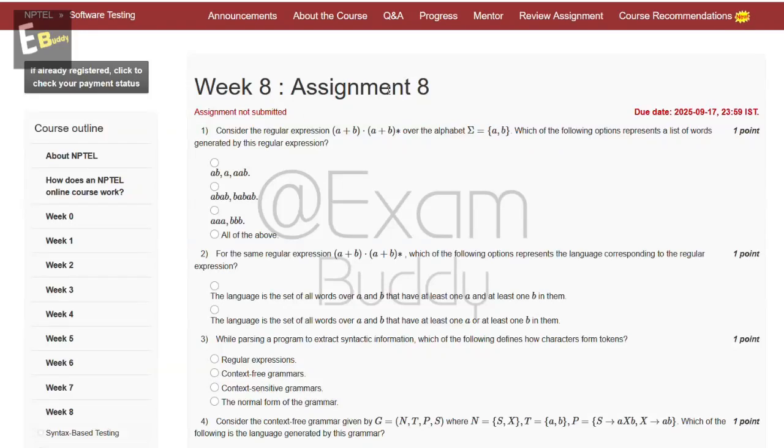Now let's do our assignment. Software Testing Week 8, Assignment 8. So the first question is, consider the regular expression (a+b)* over the alphabet Σ = {a, b}. Which of the following options represents a list of words generated by this regular expression? So these are the options, and the answer to our first question is D, all of the above.